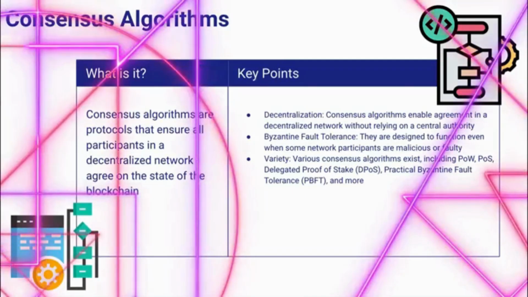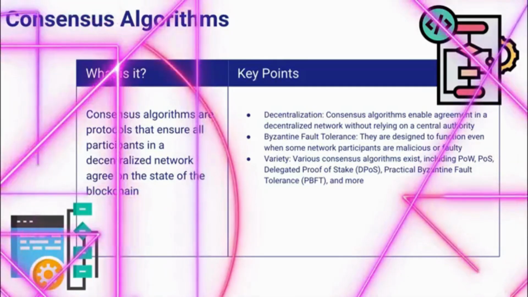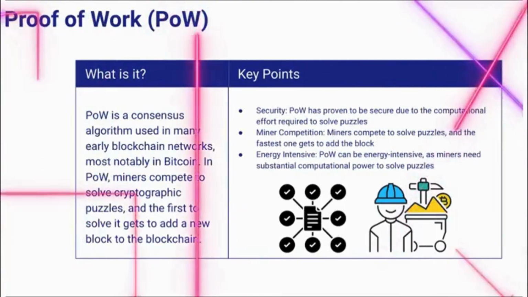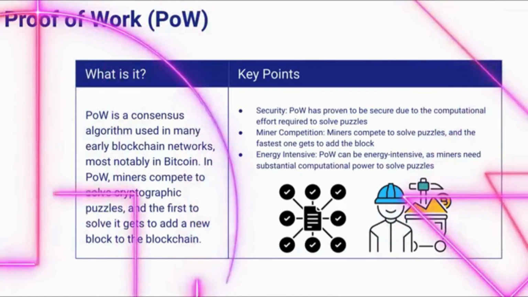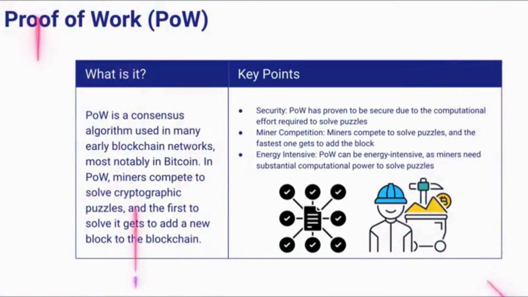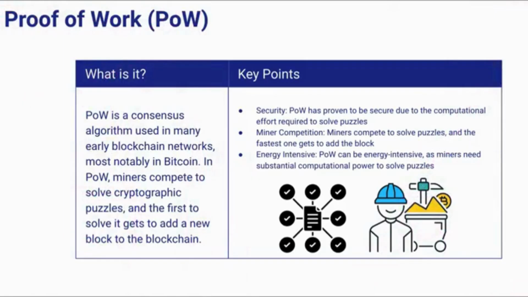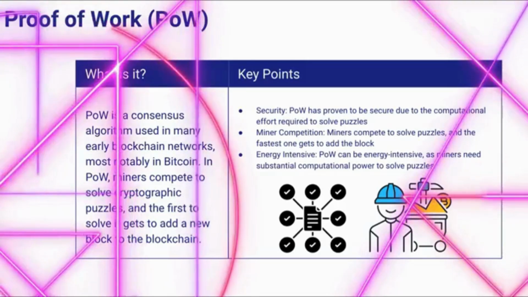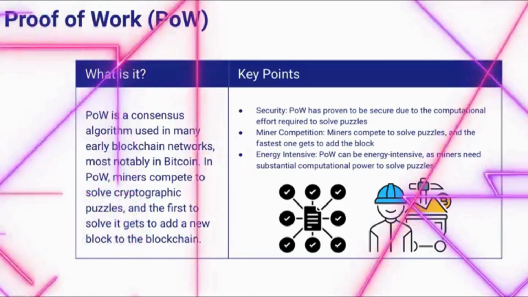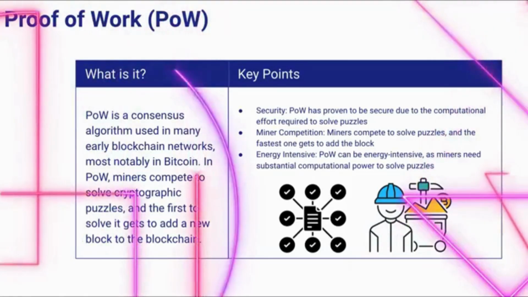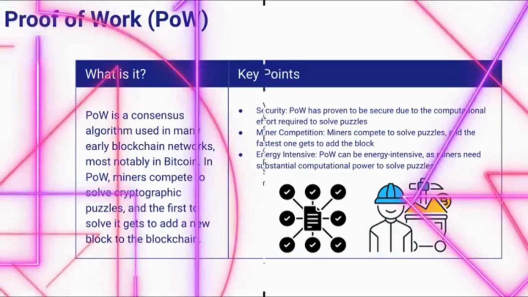Now let's talk about proof of work. Proof of work is a consensus algorithm used in many early blockchain networks, most notably Bitcoin. In proof of work, miners compete to solve cryptographic puzzles, and the first to solve it gets to add a new block to the blockchain. Key points to keep in mind. Security. Proof of work has proven to be secure due to the computational effort required to solve puzzles. Miner competition. Miners compete to solve puzzles, and the fastest one gets to add the block. Energy intensive. Proof of work can be energy intensive, so miners need substantial power to solve these problems.